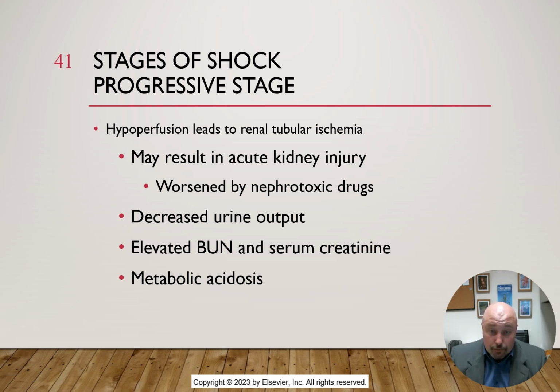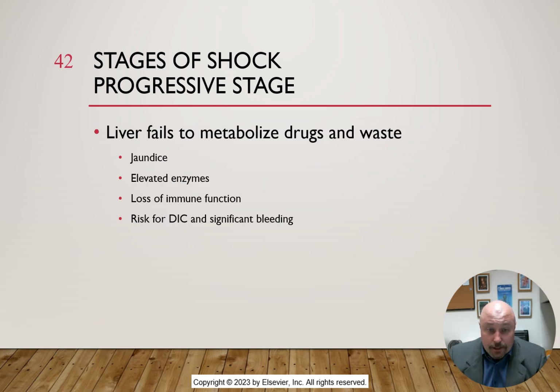Hypoperfusion eventually leads to renal tubular ischemia, which may result in acute kidney injury, worsened by nephrotoxic drugs, a decreased urine output, elevated BUN and creatinine, and metabolic acidosis. As the liver fails to metabolize drugs and waste, we begin to see jaundice, elevated liver enzymes, a loss of immune function, and possibly even disseminated intravascular coagulation and significant bleeding.